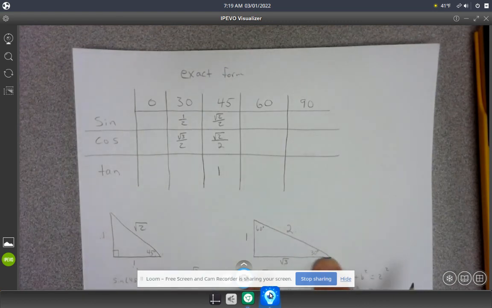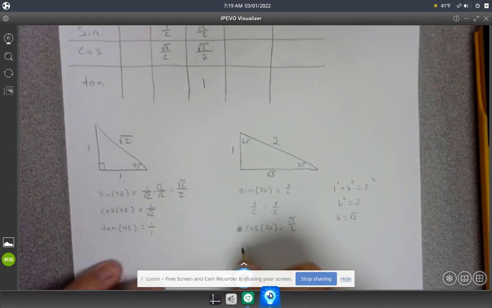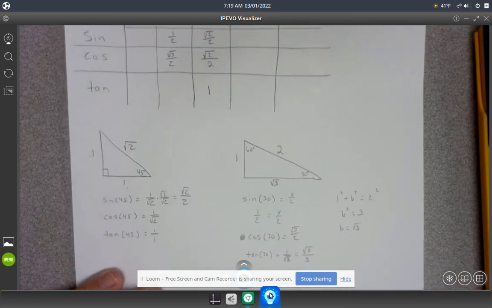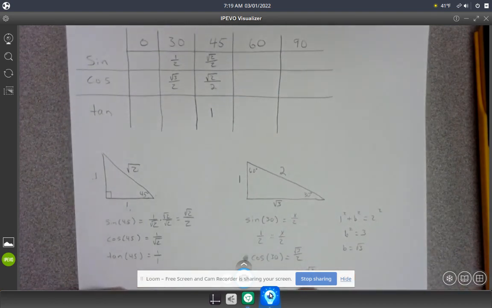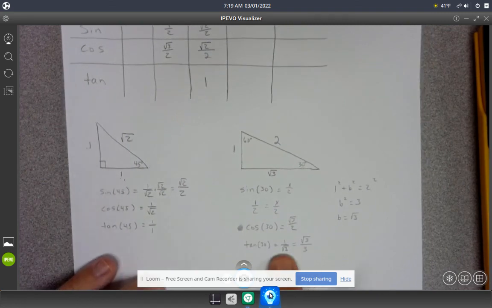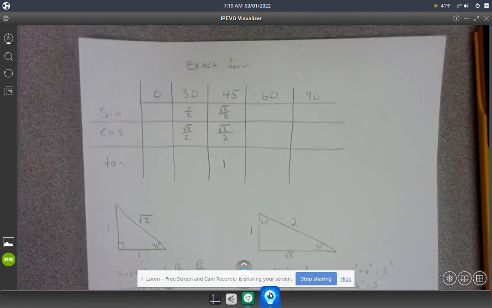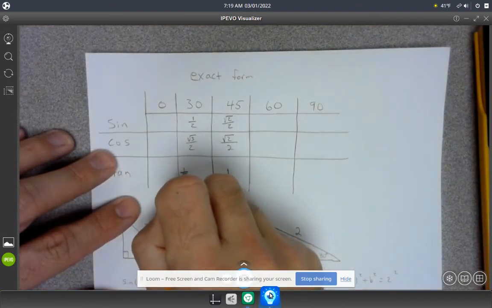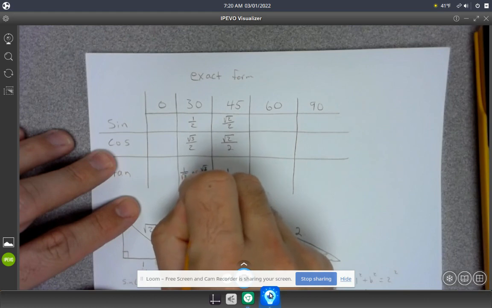Let's go ahead and do tangent while we're here. Tangent of 30 would be 1 over root 3. Tangent of 30 is 1 over root 3. And if you rationalize the denominator, you're going to get root 3 over 3. So you'll see tangent of 30 represented both ways often. They might write it like this, or they might write it like that. So I'll go ahead and put both of them down. It's 1 over root 3 or root 3 over 3.